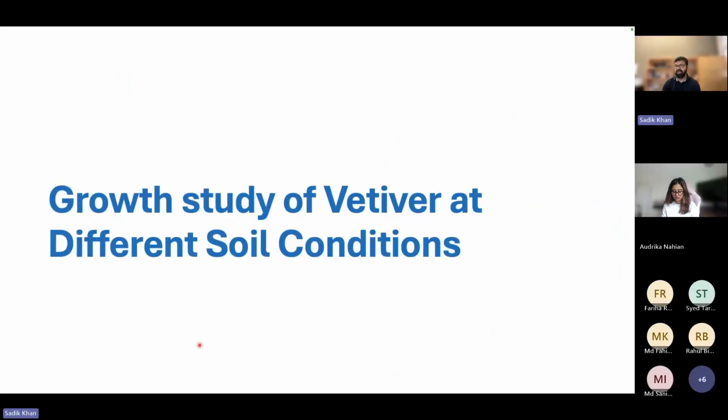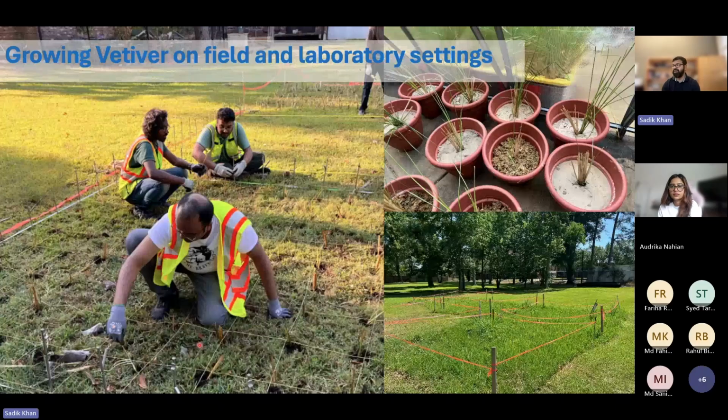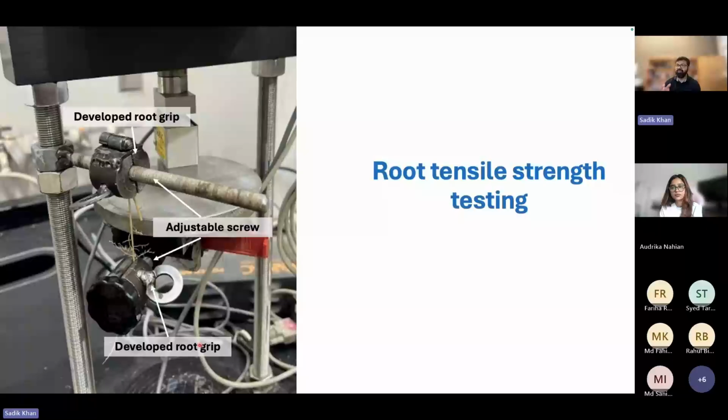We have done growth studies on vetiver under different conditions, and I want to acknowledge Oviprio for that. Oviprio has done great work on it, and with the help of our great team, we are able to plant vetiver and test it in laboratory settings and in field settings. We took the vetiver root system and made a modification in the direct shear equipment, and within it we tested how much strain the vetiver grass can take.